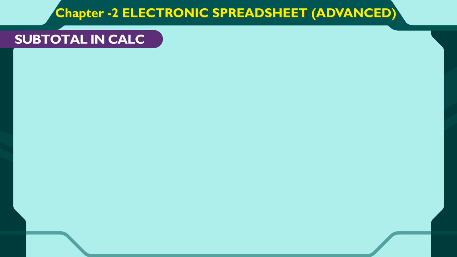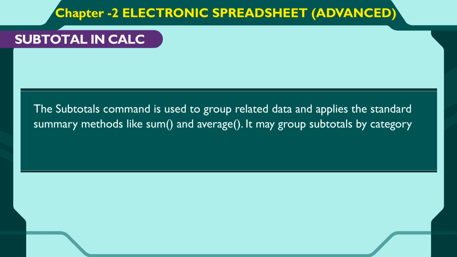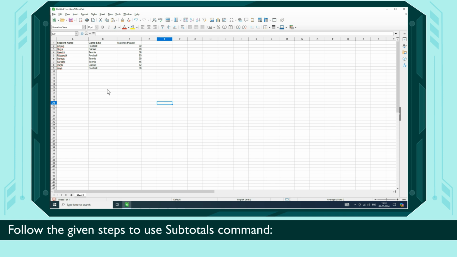Subtotal in Calc. The subtotals command is used to group related data and applies the standard summary methods like sum and average. It may group subtotals by category and order them in either ascending or descending order, eliminating the need for filters. Follow the given steps to use the subtotals command.